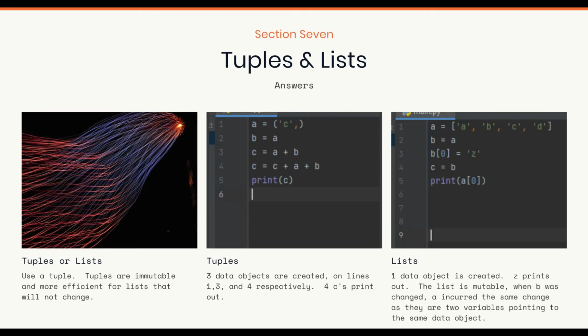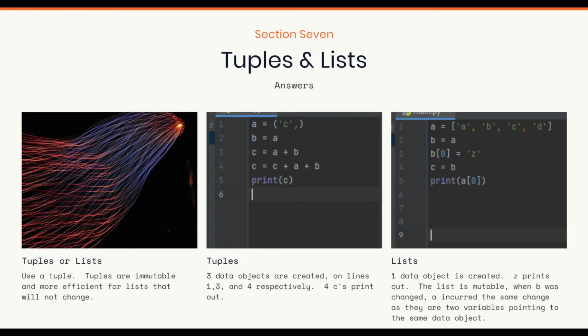Okay. Lists. 1 data object is created. Z prints out. The list is mutable. When B was changed, A incurred the same change, as they are 2 variables pointing to the same data object. Okay, so in this example, we're working with lists. Lists are mutable. On line 2, when we put B equal to A, we have 2 variables that point to the same data object. And when we change the value of element 1, which is B[0], to Z, A also has that change because, again, A is a variable pointing to the same data object that B is pointing to. Okay.